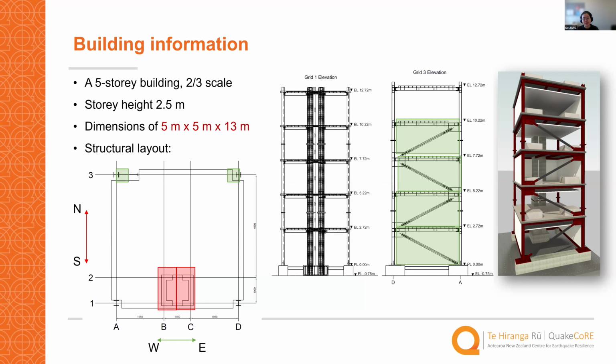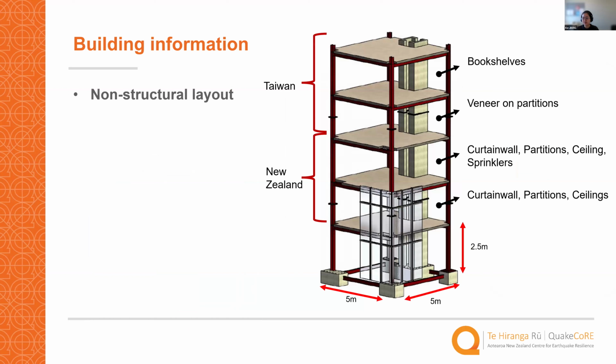And also we have BRBs at the north facade, which also help with the lateral load resisting. So that's kind of the structural layout. And for the non-structural layout, we have a different type of component at different stories.